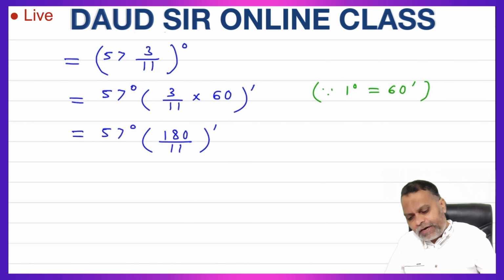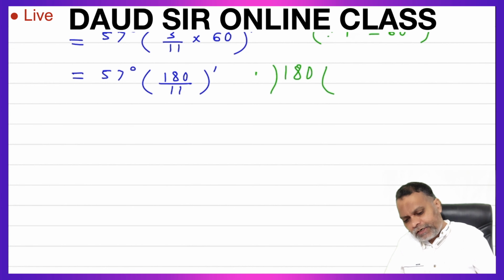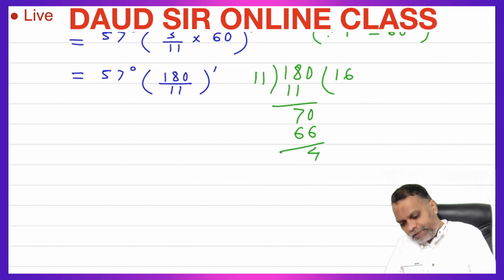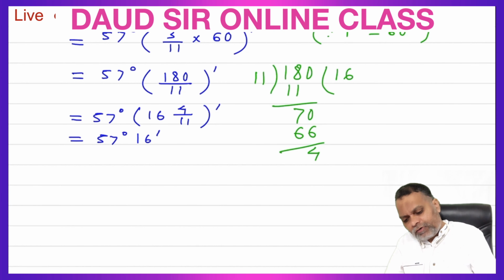Now divide this 180 by 11. 180 divided by 11. 11 1s are 11. 70. 11 6s are 66. 4. So we can write this as 57 degree 16 and 4 upon 11 minute. So here this 16 is complete minute, 57 degree, 16 minute, and we have to convert this 4 upon 11 minute into second.